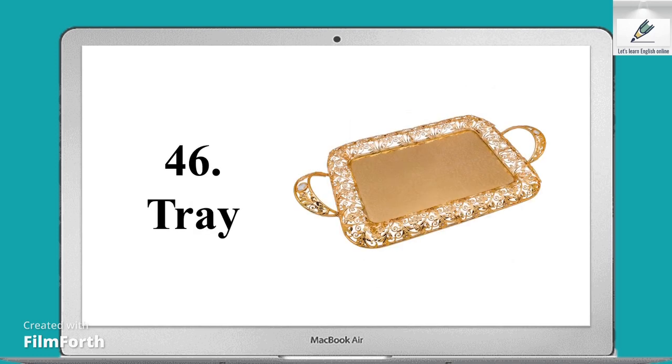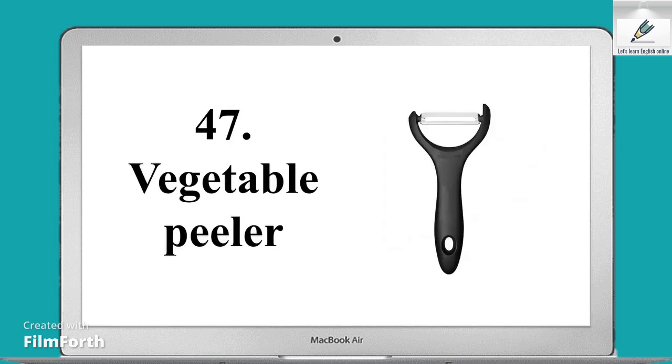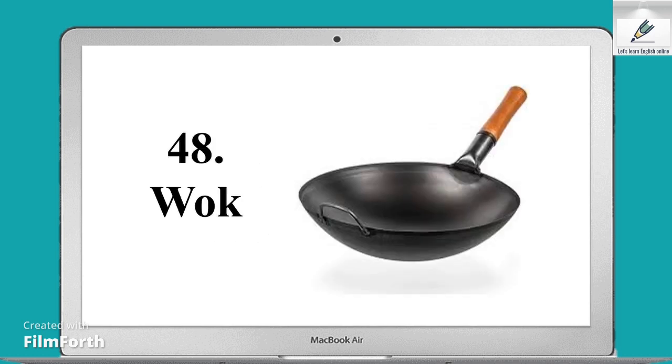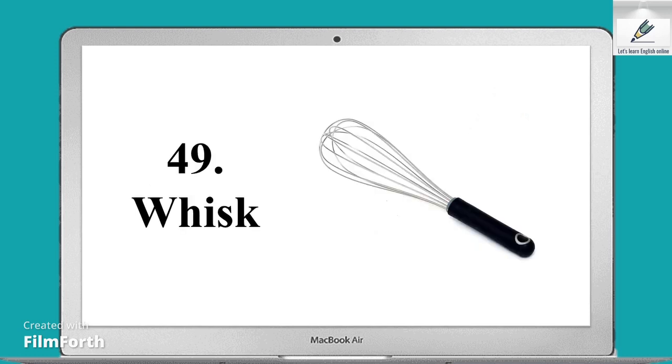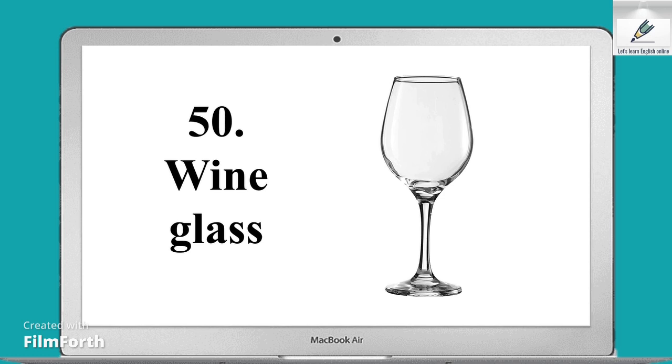46th word is tray. 47th word is vegetable peeler. 48th word is wok. 49th word is whisk. 50th word is wine glass.